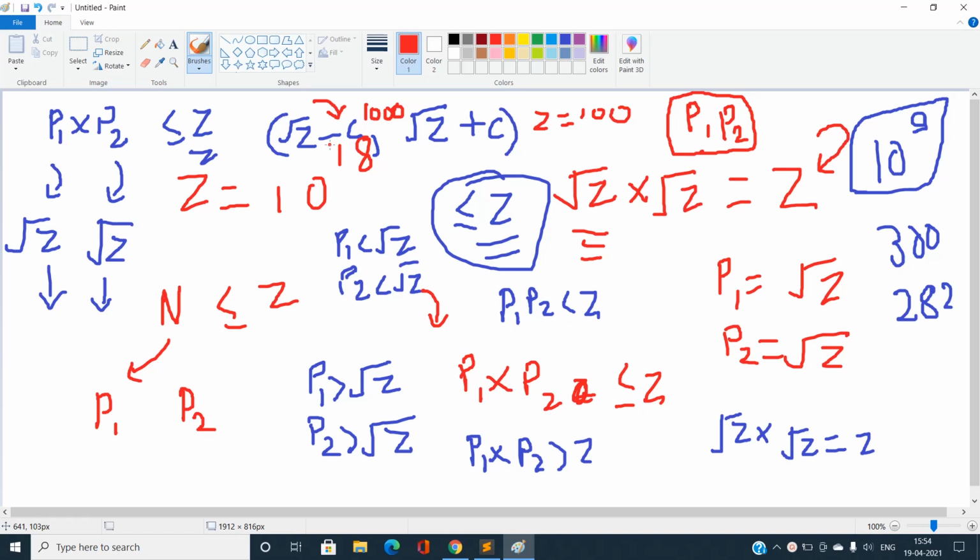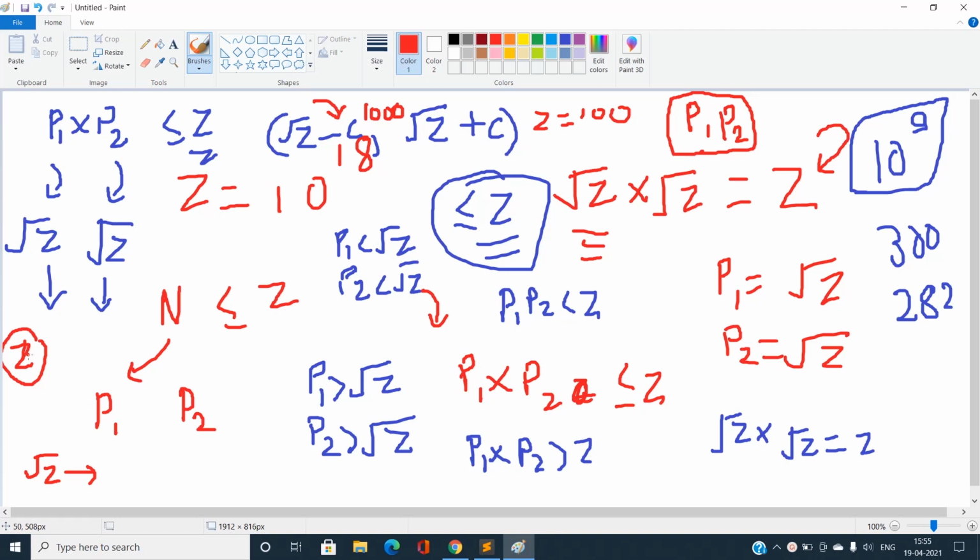Okay. So one thing that needs to be understood is that I need to focus around root Z. Why do I need to focus around root Z? The very simple reason is that root Z into root Z is going to be Z, which gives the exact value Z, and I need the at most value, that is the product is going to be at most Z.